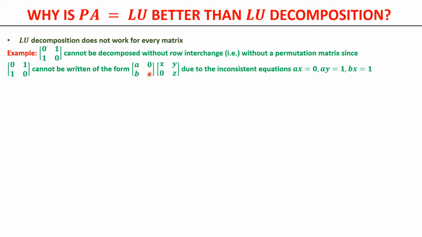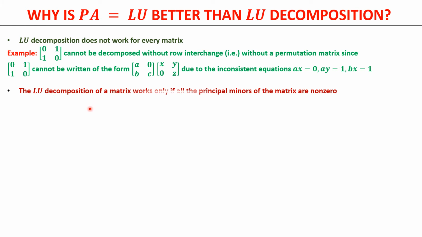You cannot factorize this particular matrix in this form because of the inconsistencies that you get. When you multiply them and equate them to corresponding values, you get equations which are unsolvable, and therefore it cannot be decomposed. That's where you require row interchange in order to simplify it. And when you require row interchange, then PA equal to LU comes into the picture, or the application of the permutation matrix comes into play.